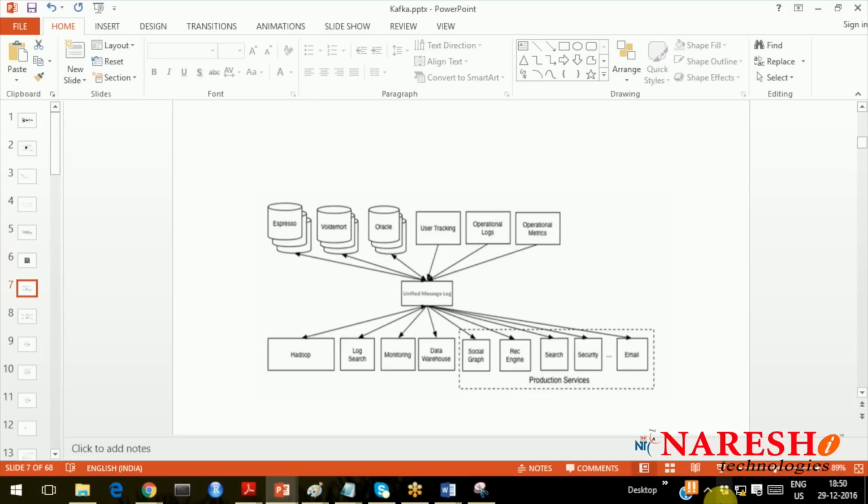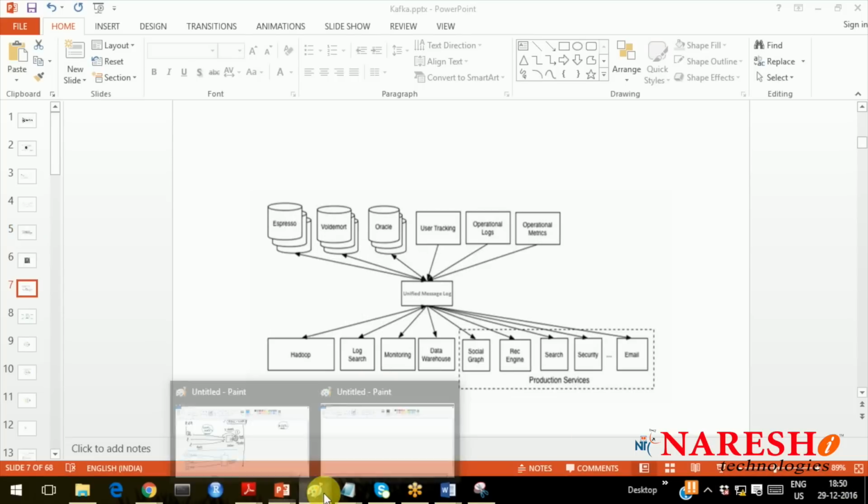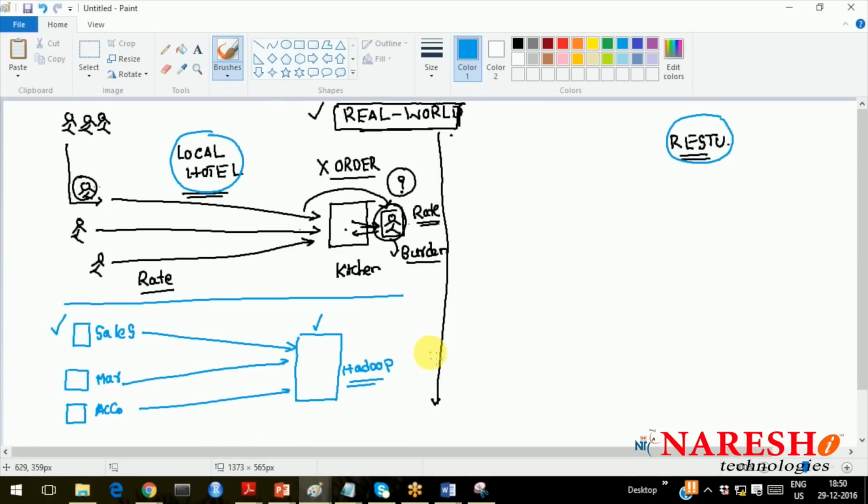Let's get started with that restaurant one. So now we have seen something called the local hotel. Now let's go to a restaurant. If you go to a restaurant, what are you going to observe? What are the big differences you observe?